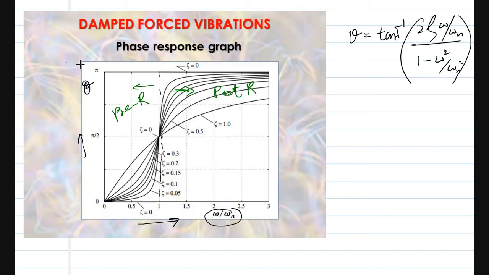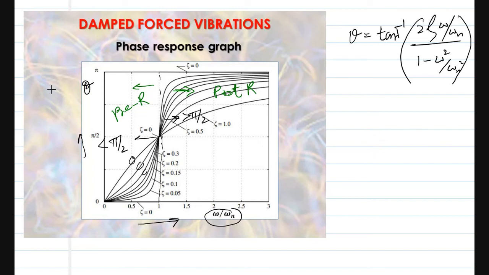One thing that you have seen here is that in the pre-resonance, mostly your angle is less than pi by 2. In pre-resonance, if you look at those lines for different values of zeta, you get the angle less than pi by 2. In post-resonance, it is greater than pi by 2. So you can see that it is less than or greater than pi by 2 depending upon the value of the frequency ratio and zeta.